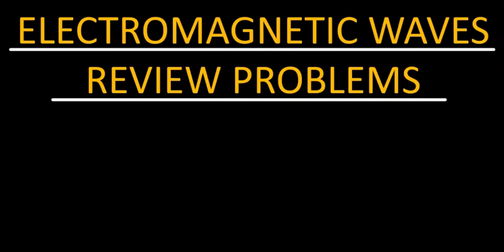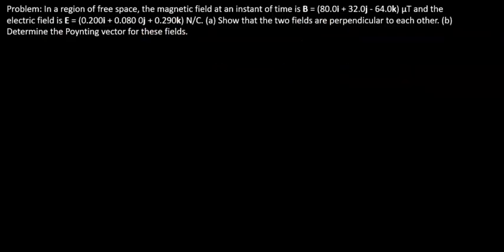In today's video, we shall look at review problems associated with electromagnetic waves. Problem 1. In a region of free space, vacuum that is, the magnetic field at an instant of time is given by that expression. The unit here is microtesla.